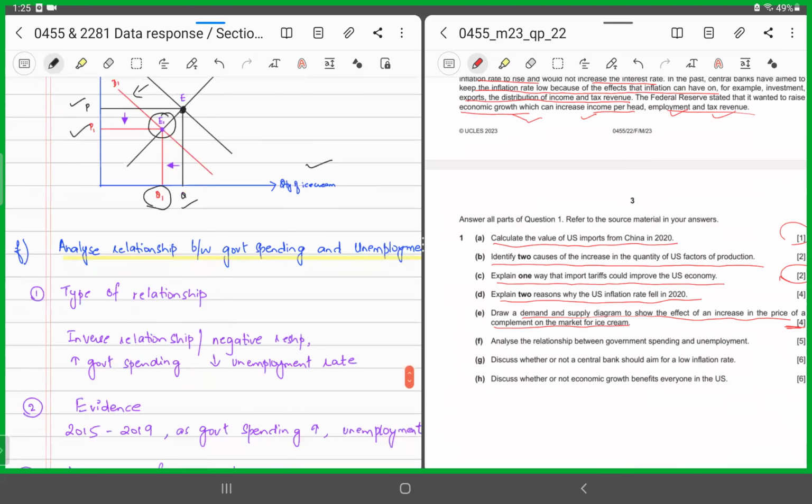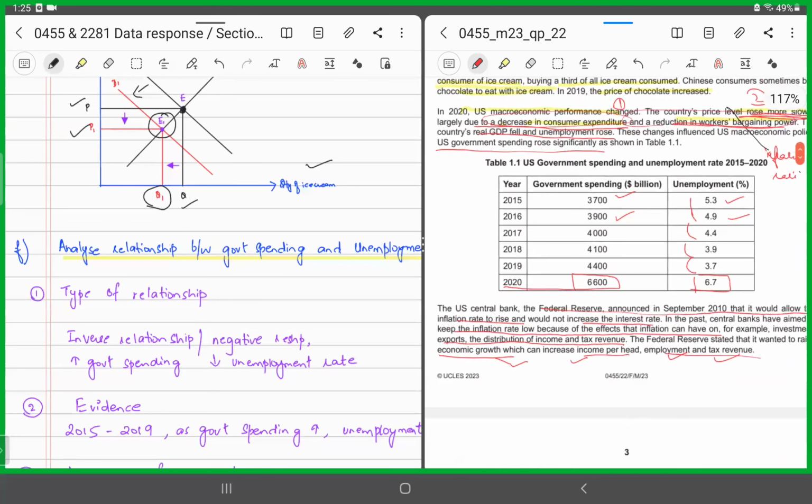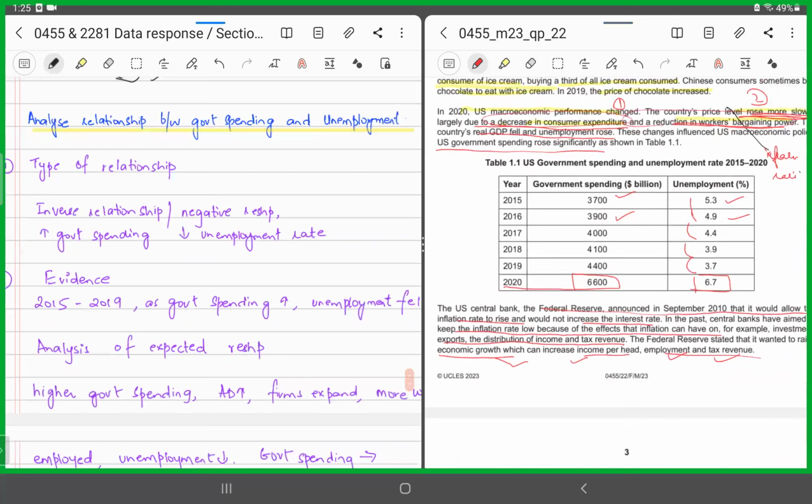All right, part F. Part F asks us to analyze the relationship between government spending and unemployment. This is a 5-mark question. Now, to answer this question, we need to look at this table. I'll zoom it in for you. Like we discussed earlier, from 2015 to 2020, as the government kept on increasing its spending, the percentage of unemployment reduced, right? You can see from 5.3%, it fell to 4.9%, then to 4.4%, then to 3.9%. So it kept on falling.